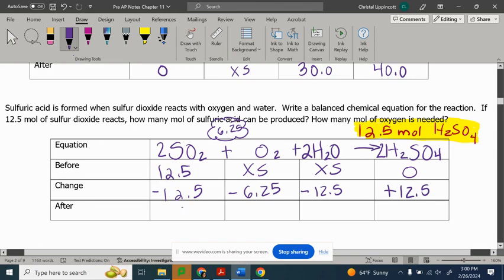All right. That leaves you with none of this. I've got an excess amount of each of these. And with this one, I've made 12.5. Now, they also asked how much oxygen is needed. So how much oxygen would I need? 6.25. What unit? Moles, because we only have moles into holes, right? Only moles go into holes. Nothing else. For now. For this chapter.